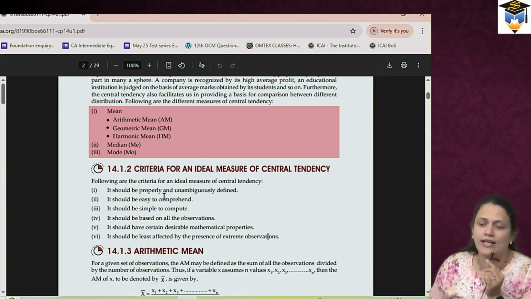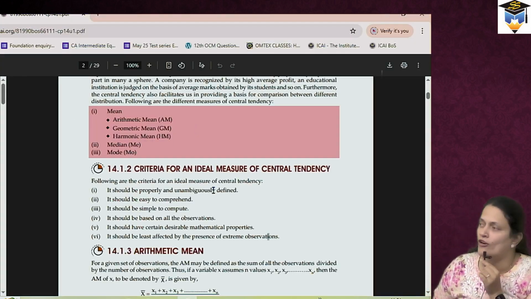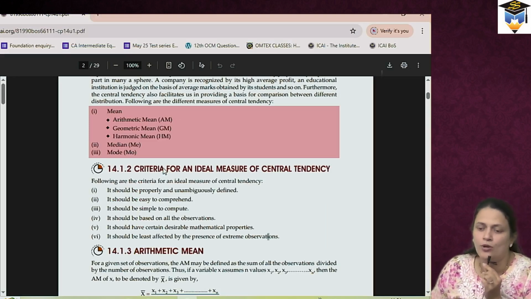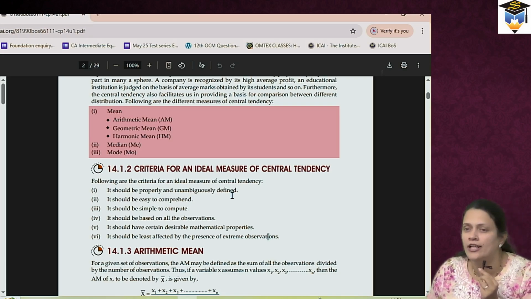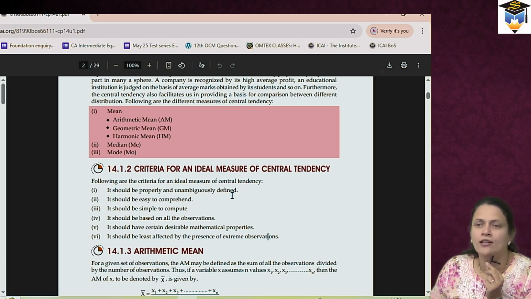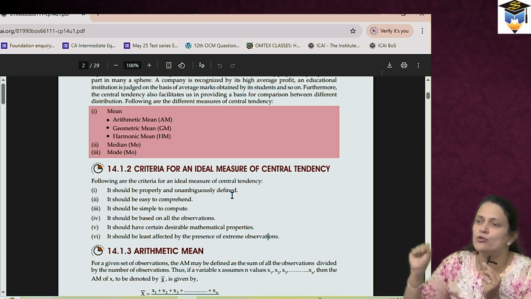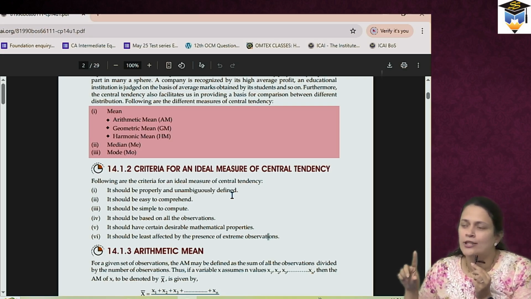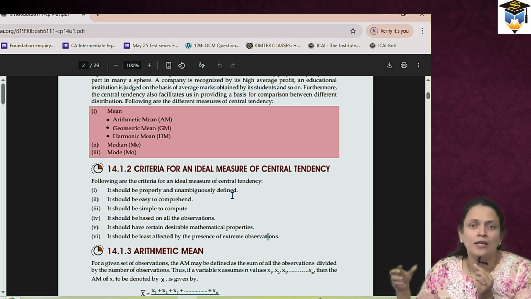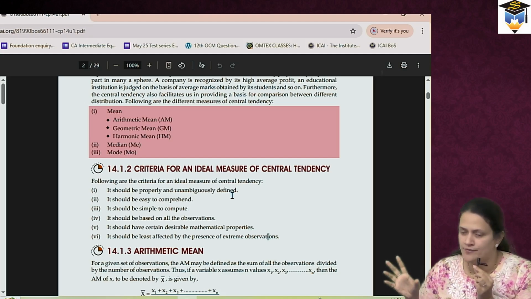They have given you criteria for an ideal measure of central tendency. Okay, now what is the criteria? First, it should be properly and unambiguously defined. Unambiguously means there should be no error in defining it. Right now we have found the average to be equal to 55. It should be easy to comprehend. So from the graph, it should be easy for us to analyze. Next, it should be easy to compute.